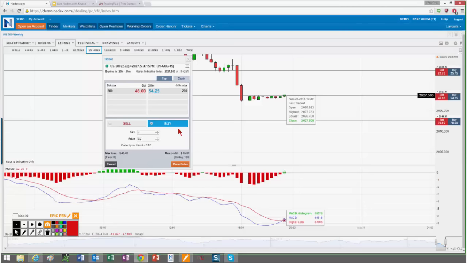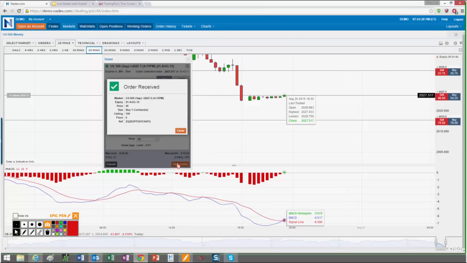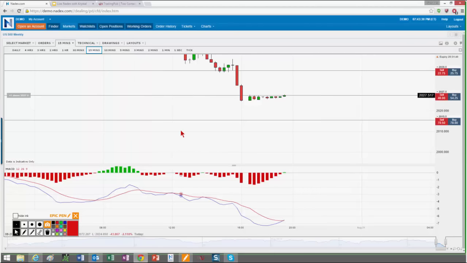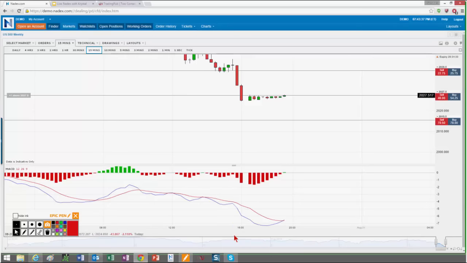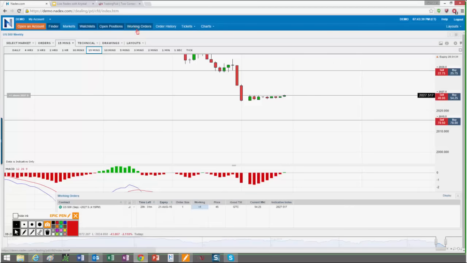Or what I could do is say, you know what, I still got 20 hours left to go. I want to place a working order. I don't want to buy for $54.25. I want to buy this for $45. And at the bottom of the ticket, you'll always see your maximum loss and your maximum profit. Instead of risking 53 to make 47, I'm going to risk 45 to make 55. I like that better. Now I'm going to place this order, and it's going to become a working order.